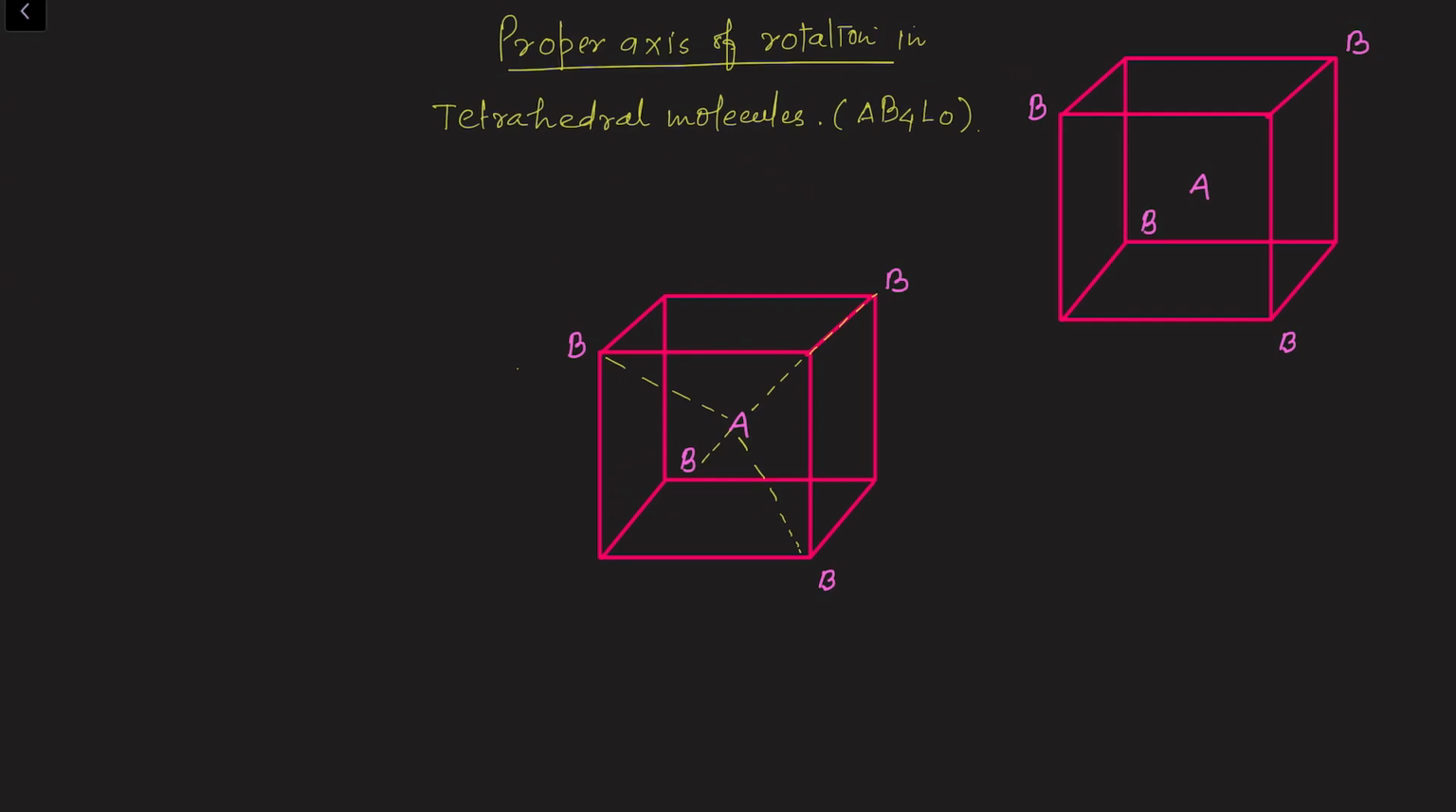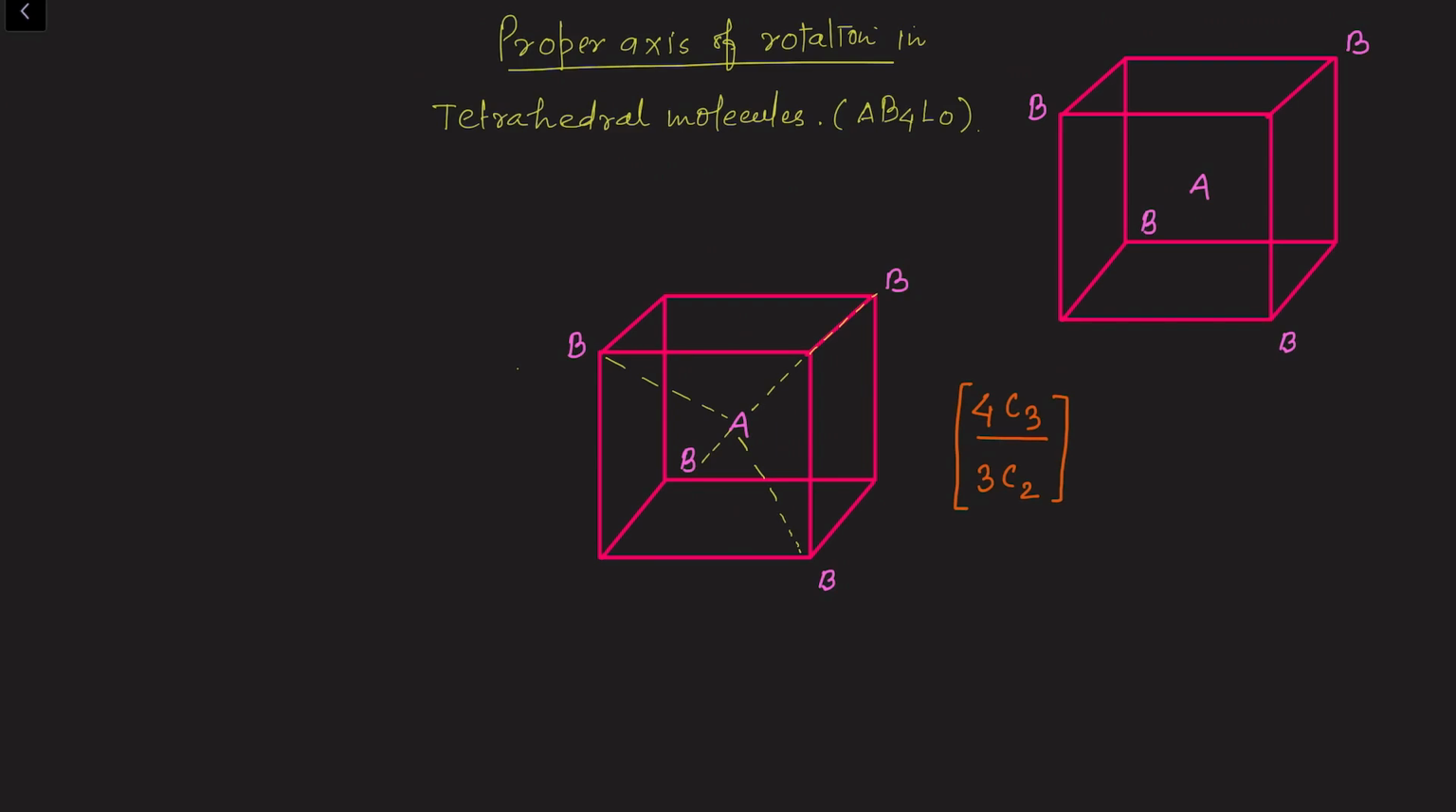After that, when you go through the book and do some more practice, you will find that in a tetrahedral molecule there are 4 C3 proper axes of rotation and 3 C2 proper axes of rotation present. Now the question is how to visualize this C3 and C2 proper axis of rotation in a tetrahedral molecule, and how to show the operation of C3 and C2 in a tetrahedral molecule.